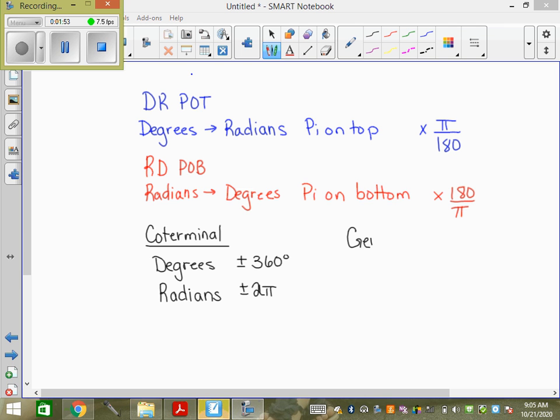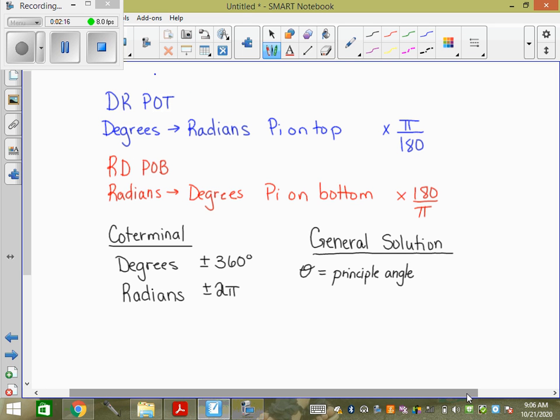General solution we learned. For the general solution you went theta equals, and then this was your principal angle. What is a principal angle? Remember? For the general solution, we start off with the principal angle, the angle between 0 and 360, or in radians 0 to 2 pi. So remember, if they ask for the coterminal and general solution, we have to find the principal angle first if they didn't give it to us. Then we add 360 degrees times n, where n is an integer, or in radians we add 2 pi n.